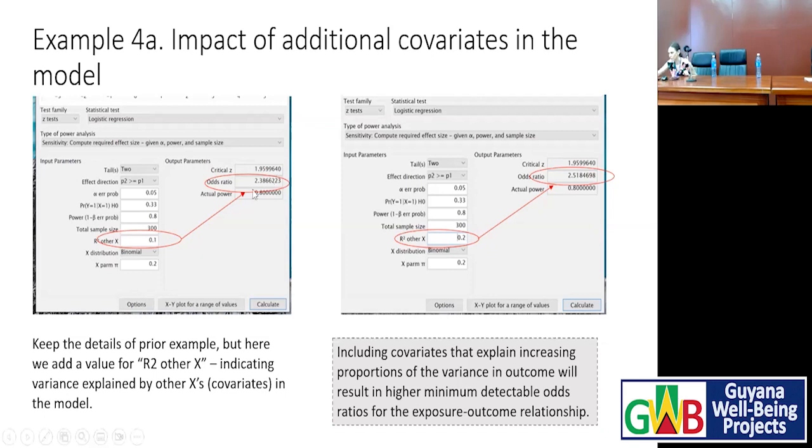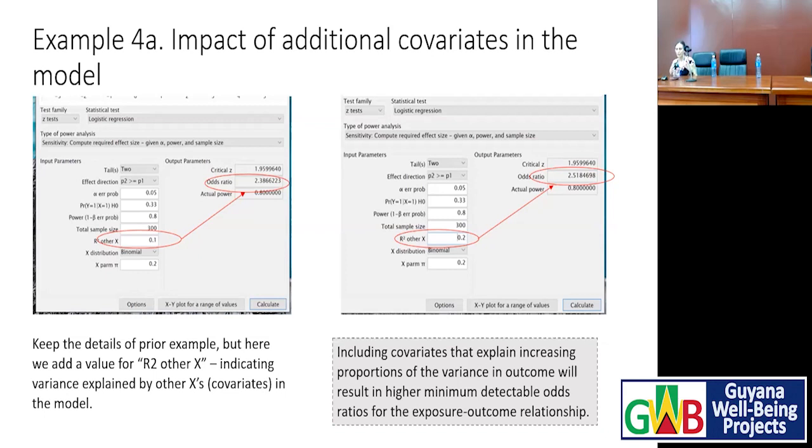So if we assume 10% there, then we calculate this odds ratio of about 2.4. If we assume 20% for the other X's, then the odds ratio goes up to about 2.5. So you can see that what's happening here is when you're including covariates that explain increasing proportions of the variance in the outcome, you're going to have higher minimum detectable odds ratios for your exposure outcome of interest.